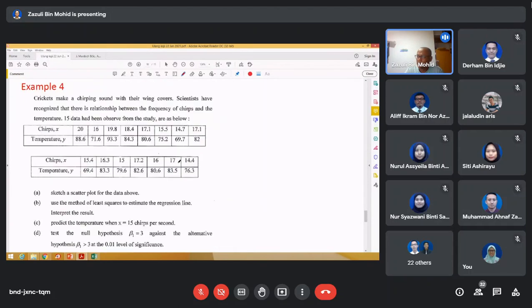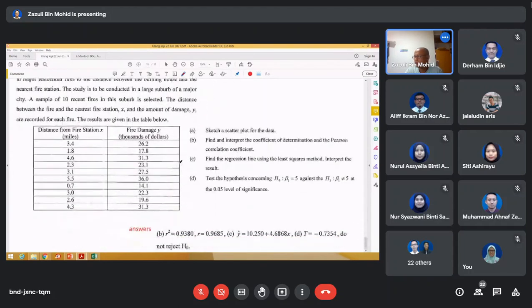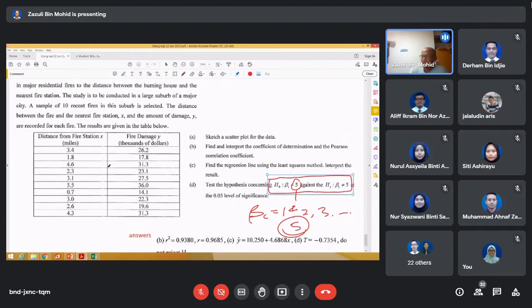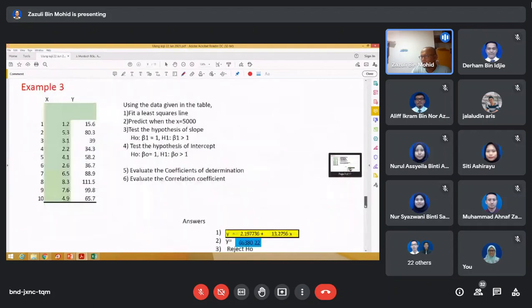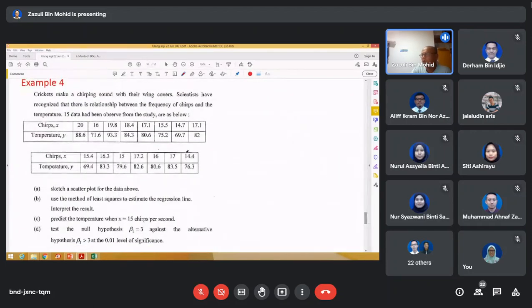And then there is also example 4. In this case, you can see here, the hypothesis does not necessarily use the value of 1. Beta could be 1, 2, 3, and so on. In this case, they use 5 for the hypothesis. So make sure you can do this one, example 5, and also example 4.